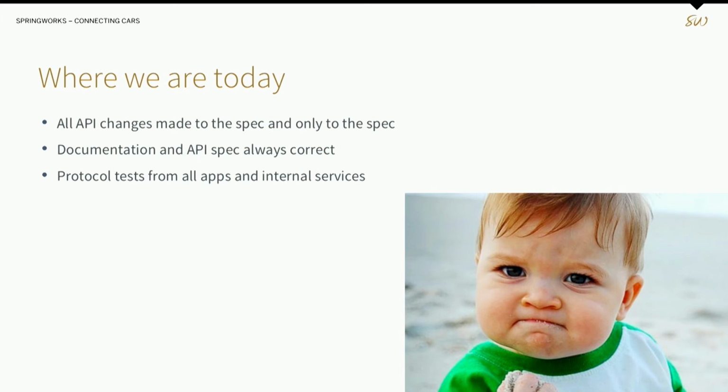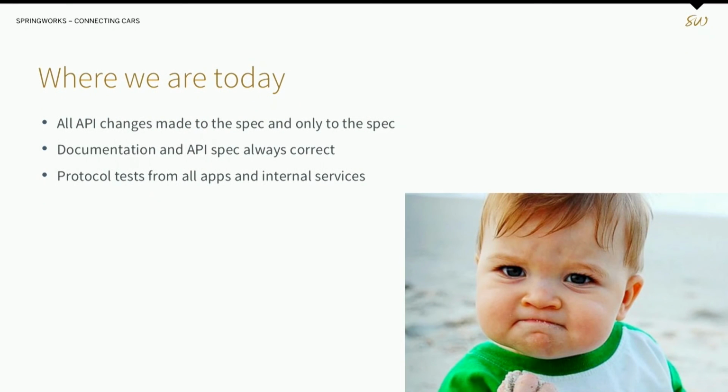So where we are today, all of our API changes are always made to the spec that we have and only to the spec, so you don't fiddle about with documentation. You just change the spec and then you run the test and verify that everything works and then success. And that means that the documentation is always correct. It's always the same as the one that's actually being used in the actual routing. And also the API is always following the spec, which is, I mean, as long as our tests verify that it's working, we can all say that we are following the API specs that we have.